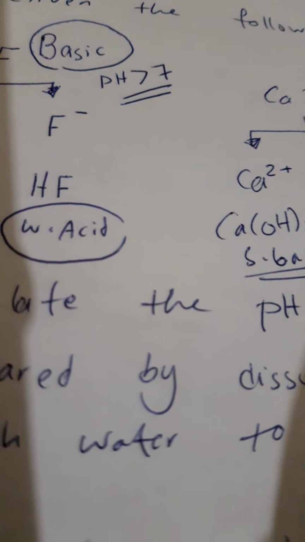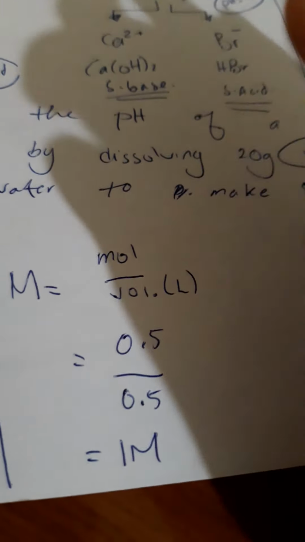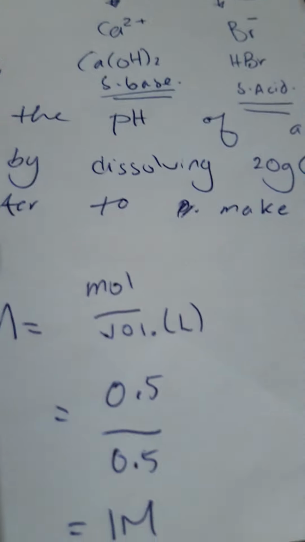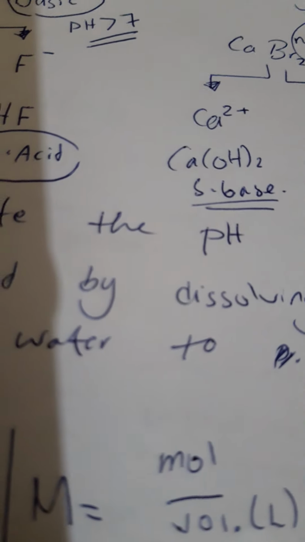And this is a tricky question. If you have one molarity of a strong base, go directly and say that the pH equals 14. How? Since we have a strong base, we have the concentration of hydroxide ion, which is 1 molarity.